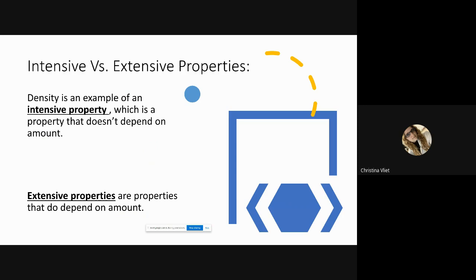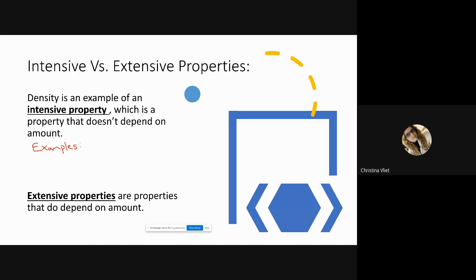And so there are two different types of properties of objects called intensive versus extensive properties. And I'm going to give you some examples of each so you have an idea of what this means. Density is an example of an intensive property, which means that no matter how much or how little I have of an object, this property is always the same. So if I have a little bit of water or if I have a lot of water, it still has the same density.